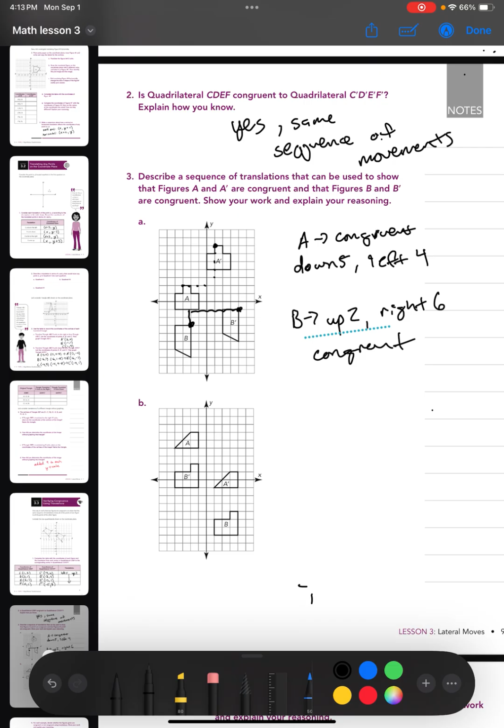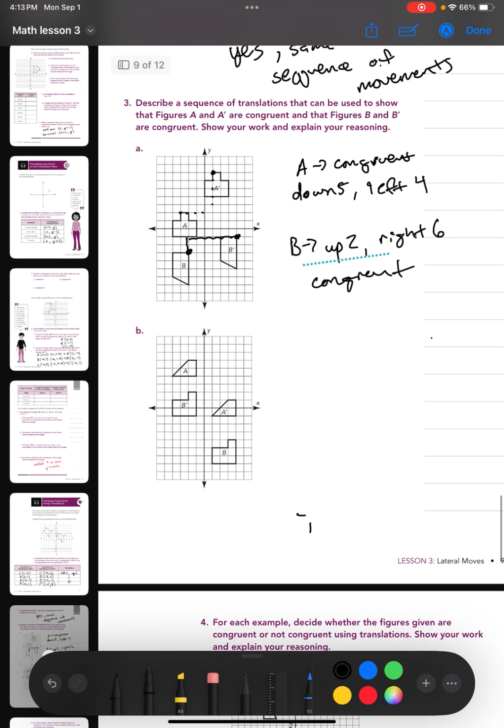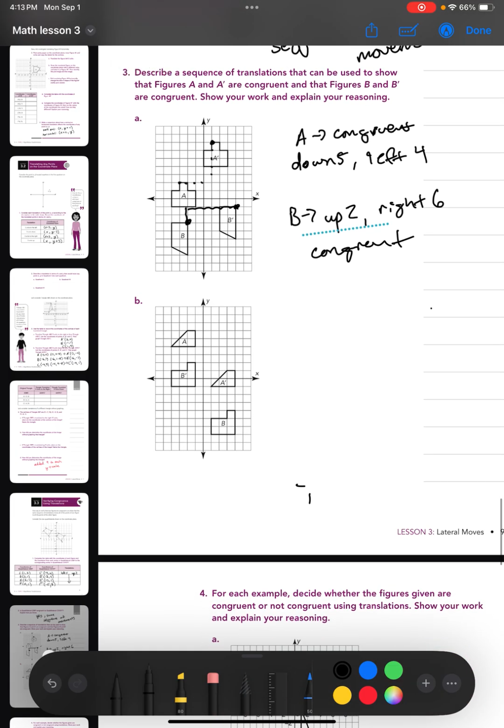Okay, so I would encourage you now to probably pause the video, go through and see if you can do the same for all the other figures, and then come back and check to see if you got it right. Okay, so coming back for letter B, A is congruent.